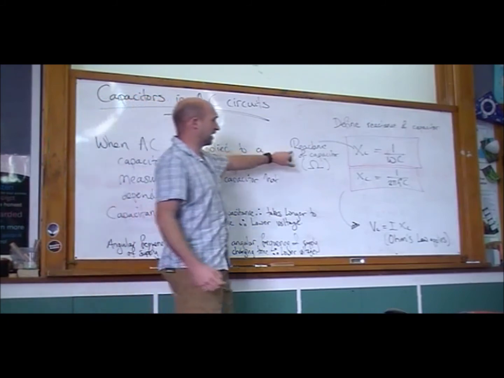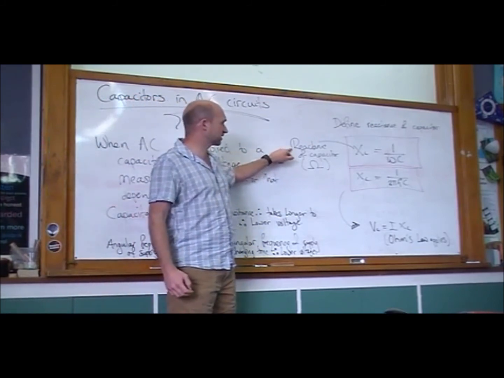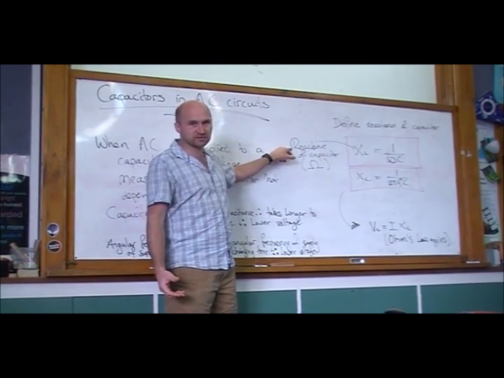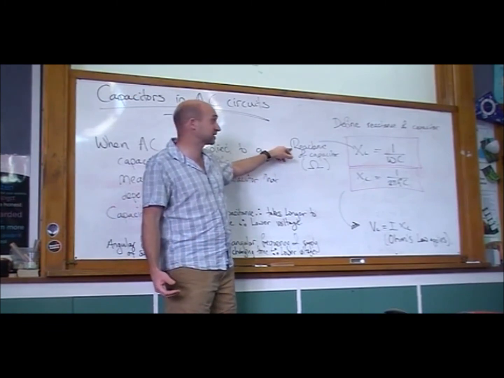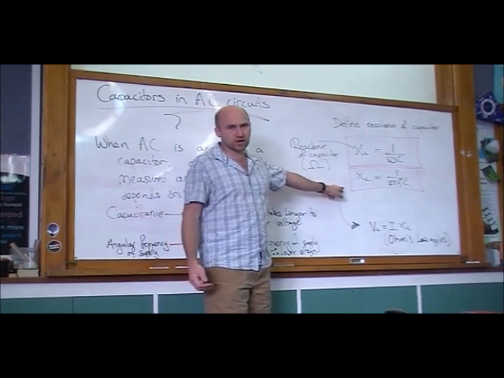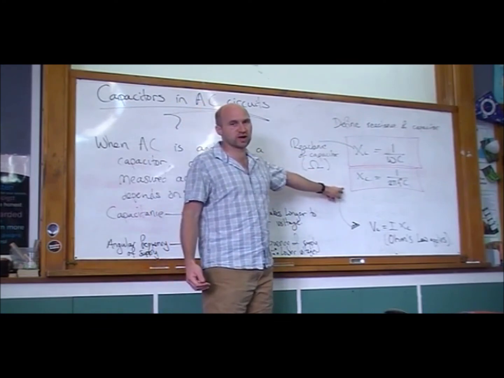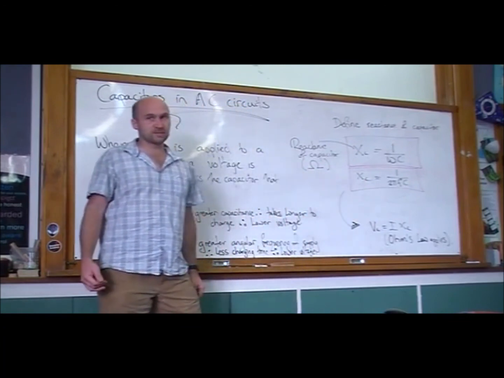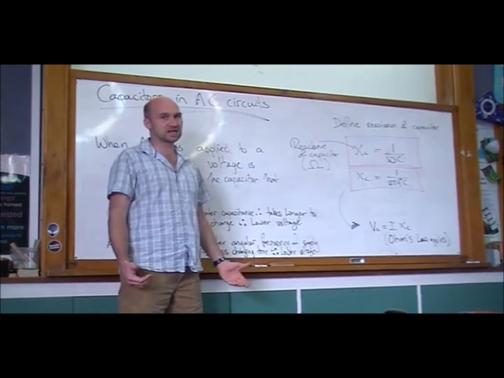So we can actually write out an equation for reactance. The XC is 1 upon omega C. Omega is the angular frequency of the supply, and C is the capacitance. More useful though is the 1 upon 2 pi FC. Much more often we know the frequency of the supply rather than the angular frequency.